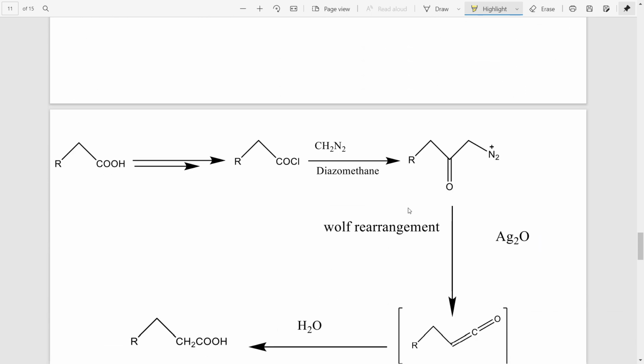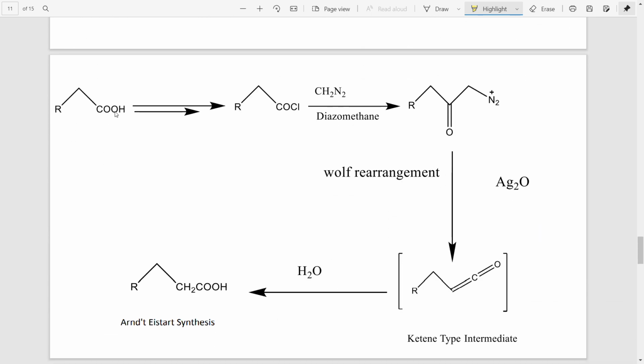Now see from acid to acid, but it is a step-up reaction, that is, one carbon higher. Everyone knows this, that is Arndt-Eistert synthesis, and it goes through Wolff rearrangement by using silver oxide and diazomethane, a very poisonous gas, diazomethane. First we have to chlorinate the acid.